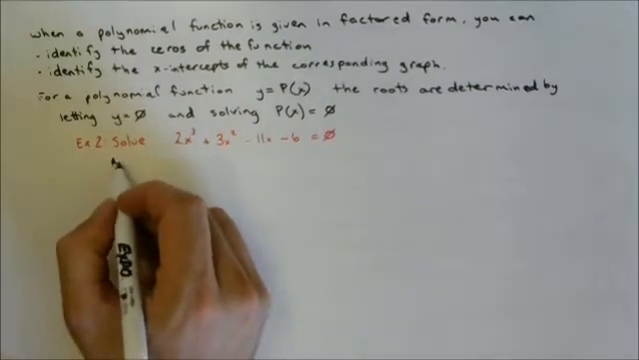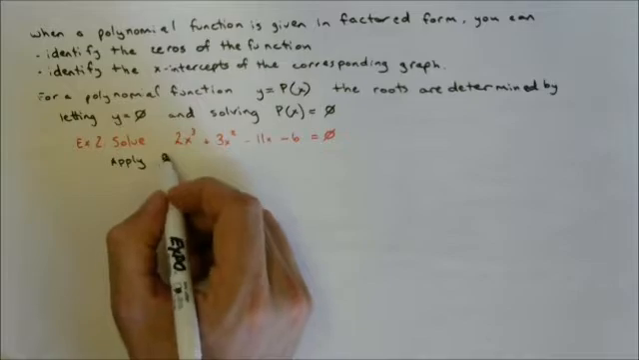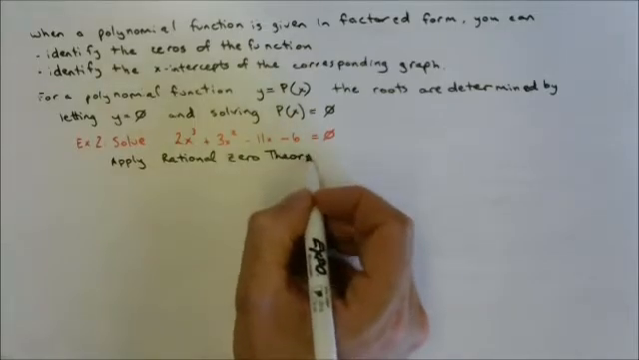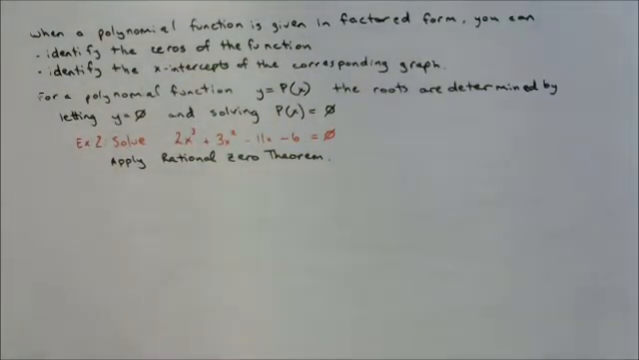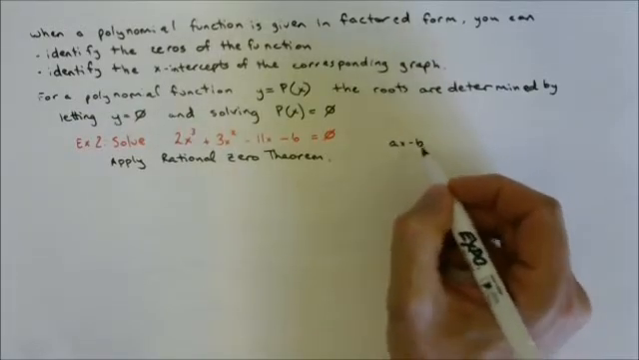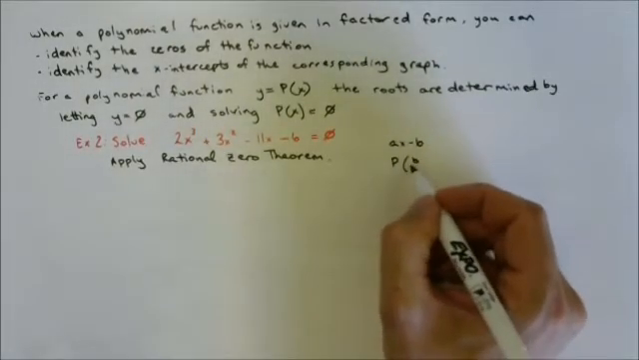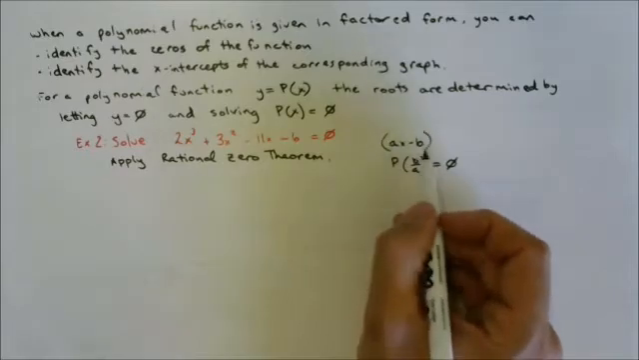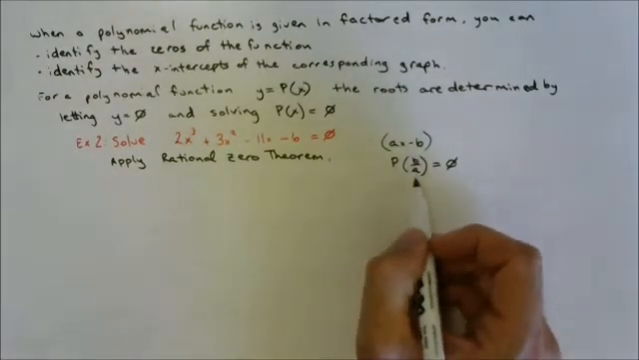Anyway, in this case, we're going to apply the rational zero theorem. If you need a refresher on that, you can check the last video. And what does it say? Well, maybe I'll flip back to help you. It says that p of x has factors of ax minus b if p of b over a equals 0. Okay? So ax minus b is a factor if p of b over a equals 0.